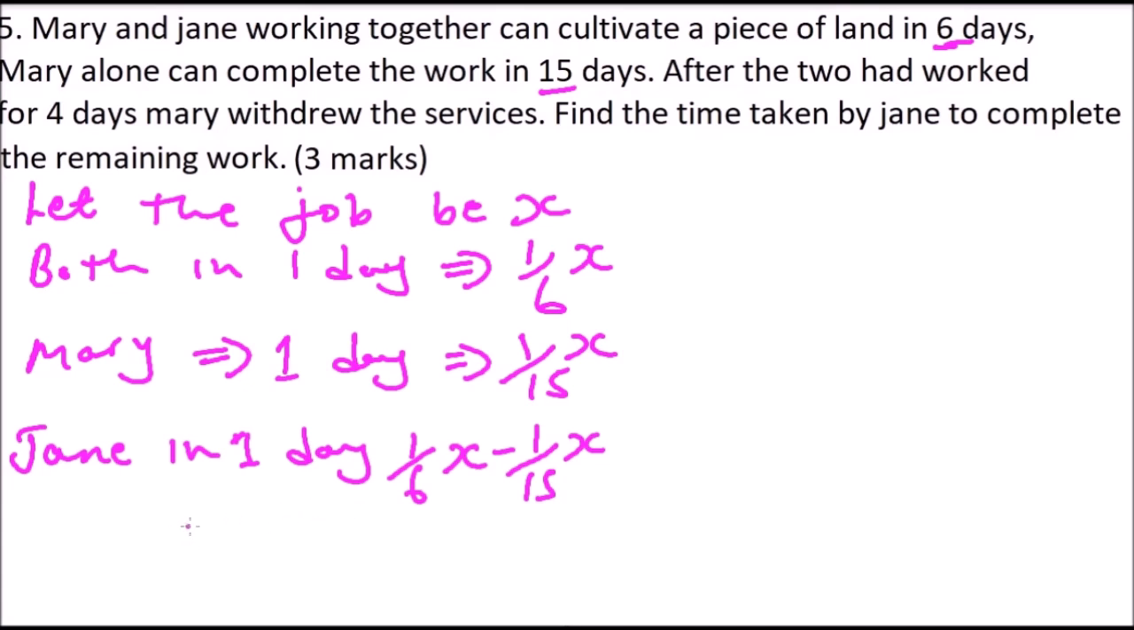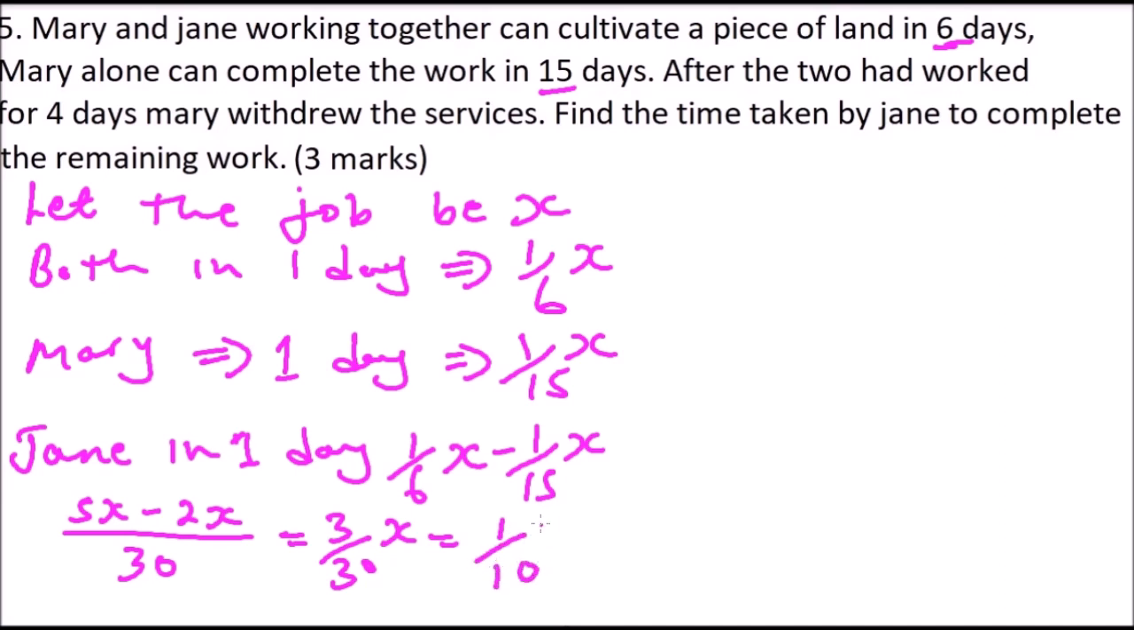So that is 1/6x minus 1/15x. And when you get the LCM here, it is 30. So 30 divided by 6 is 5, 5 times 1 is 5x, minus 30 divided by 15 is 2, times 1 is 2x. So this means it is 3/30x, which is equal to 1/10 of the job. So Jane can do 1/10 of the job in 1 day.